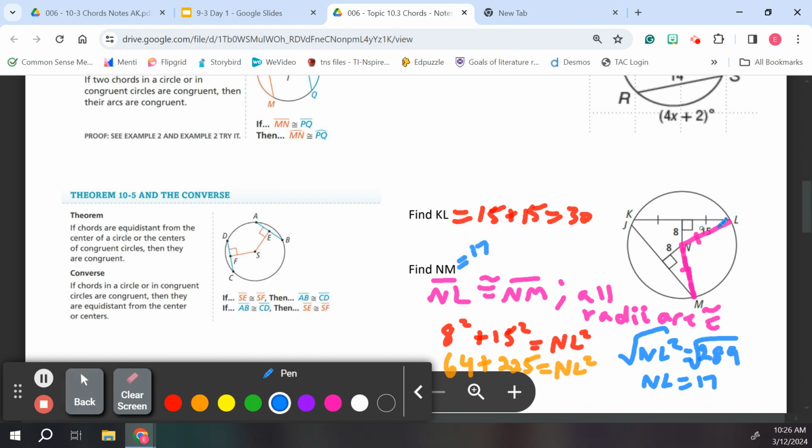Yeah, sorry, I was getting confused. I thought that 15 was that. Questions on that one? Sorry, I forgot that was the leg.